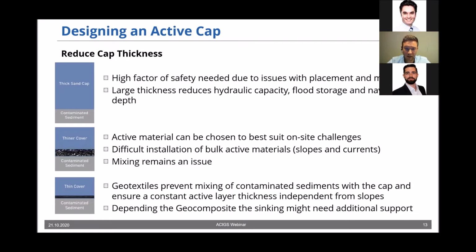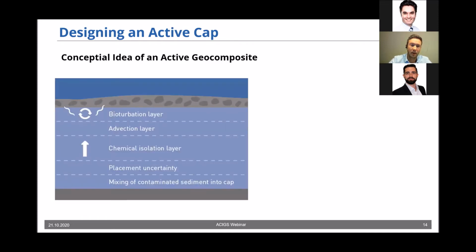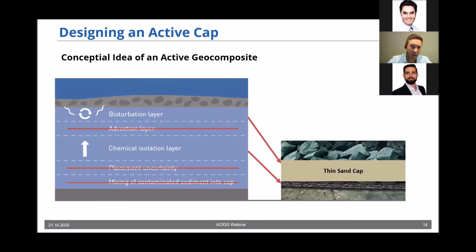But of course, there are other things that we have to take into account, like the sinking process of this very light material, which might need additional support. And here is a summary of what I said before. When we use an active geocomposite, we don't need the advection layer, we don't have placement uncertainties, and we don't have mixing. Therefore, the chemical isolation layer is much thinner than with a sand cap.